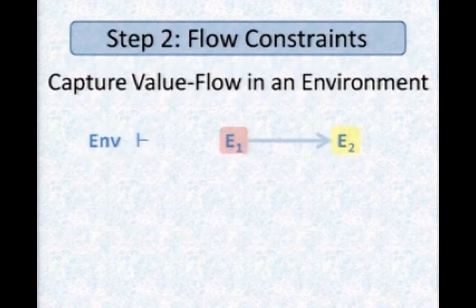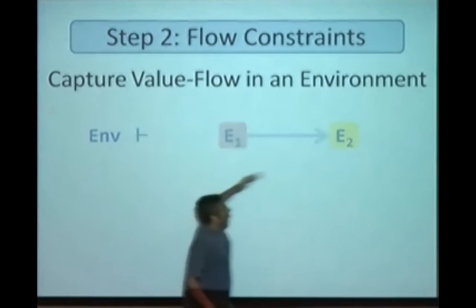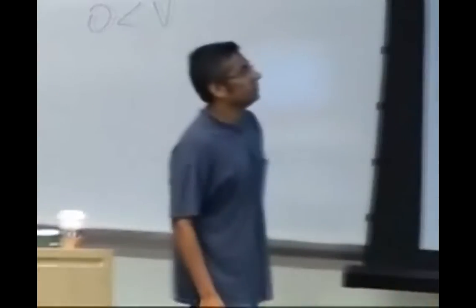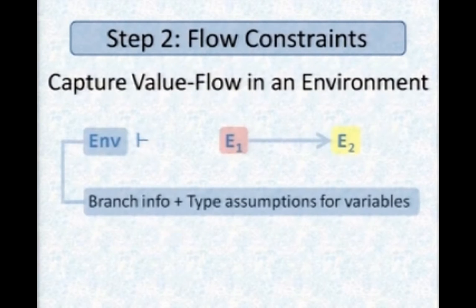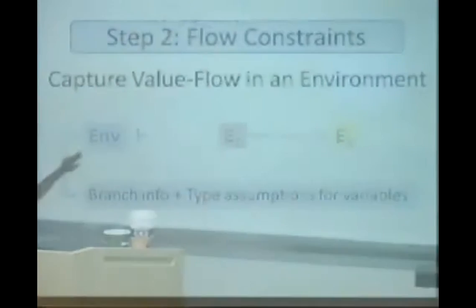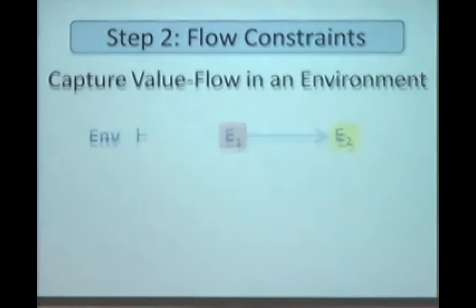I'm going to say in some environment, the value of some expression E1 flows into the value of some other expression E2. Okay? So this environment is going to contain all the branch information, all the if-then guards, as well as the assumptions made for other variables. For example, I may know that this value flow happens in an environment where x is positive and y is prime and z is odd, etc., etc.